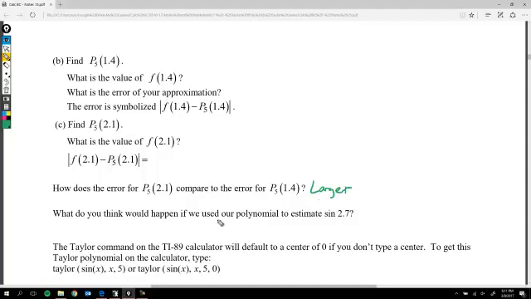Okay, and if we are trying to estimate, for instance, 2.7, which is even further away, my error will only increase. It's only going to get worse.